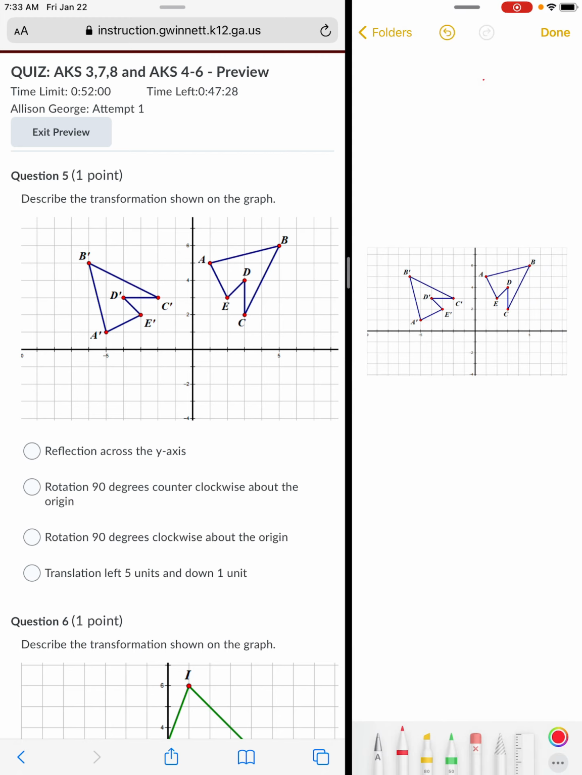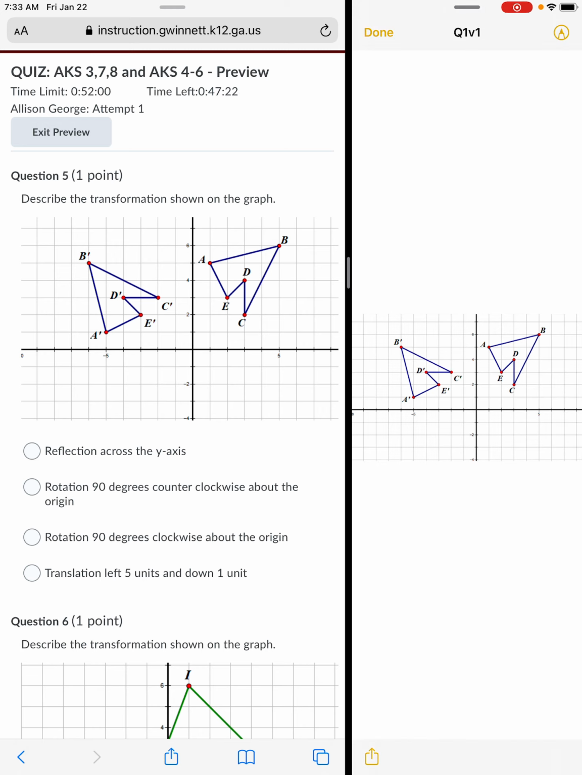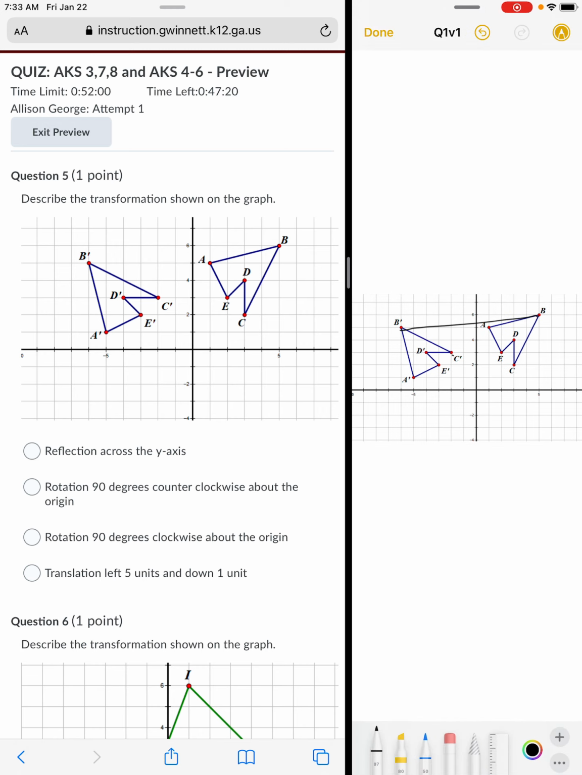then it's a translation. If the lines are just parallel, then it is a reflection. And if they are messy, it is a rotation. So as I connect all these corresponding lines, that makes one big mess. And so that tells me that this is a rotation.